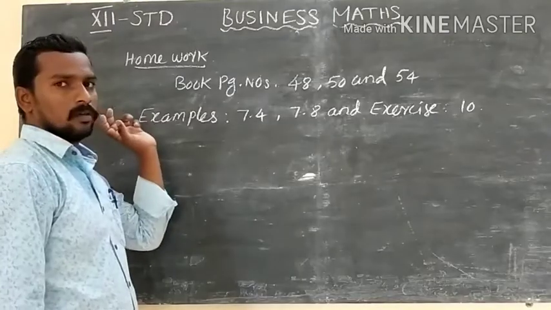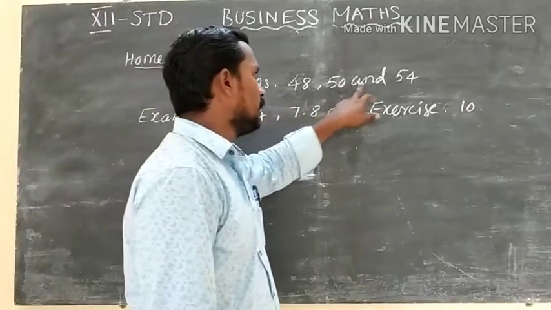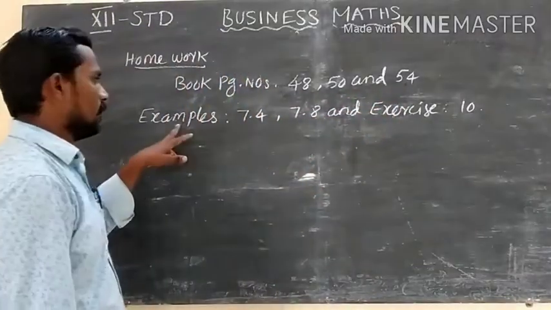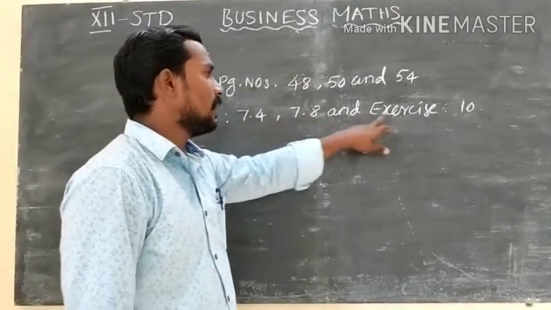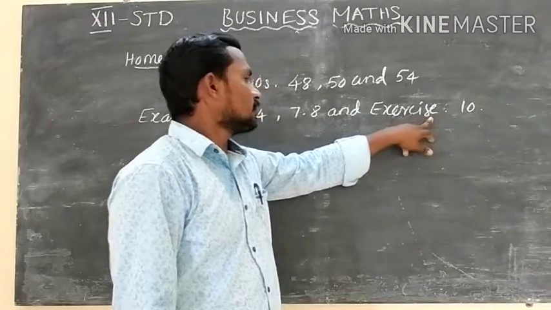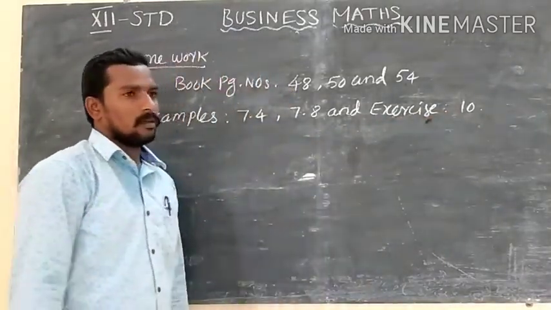Okay, dear students, today's homework: book page numbers 48, 50 and 54. Examples 7.4, 7.8 and exercise number 7.1, 10th sum. Okay. This is your homework.